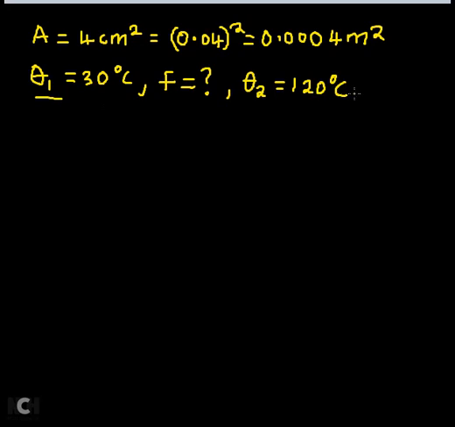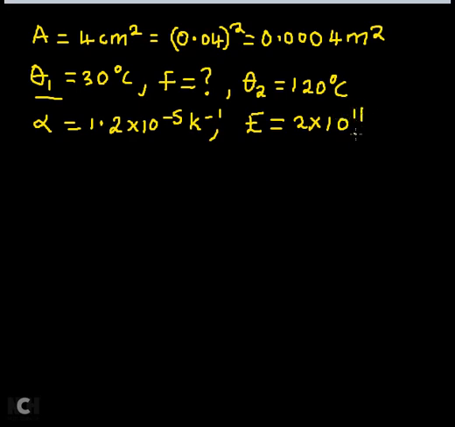All right. Now, given that the linear expansivity of the steel is 1.2 times 10 raised to the power of minus 5 per Kelvin, and your modulus of the steel is 2 times 10 raised to power 11 Newton per meter square. So, of course, you know very well what you are looking for.